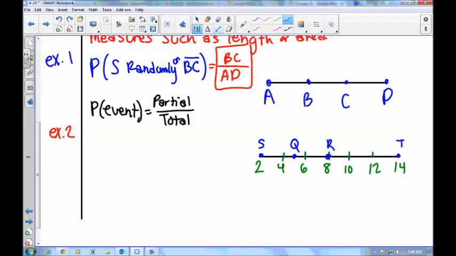All right, would someone like to give me a letter that's not listed right there? Any letter? E. Okay. What's the probability that we would randomly place a point E, what's the probability E will land on, we'll put randomly, land on QR.